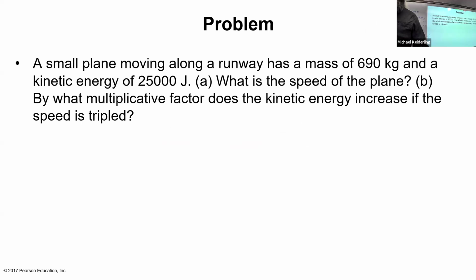So a small plane moving along a runway has a mass of 690 kilograms and a kinetic energy of 25,000 joules. What is the speed of the plane? And by what multiplicative factor does the kinetic energy increase if the speed is tripled? And remember, kinetic energy is 1/2 mass times velocity squared.